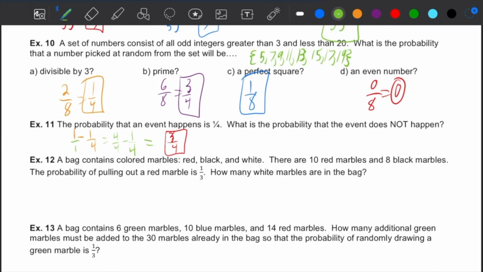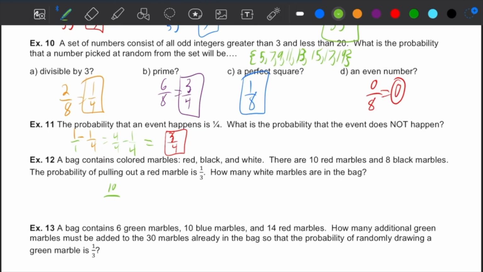Number 12. A bag contains colored marbles, red, black, and white. There are 10 red marbles, 8 black marbles. The probability of pulling out a red marble is 1/3. How many white marbles are in the bag? Alright, so here we know that there are 10 red marbles, and we know only how many red and black there are, but not how many white.